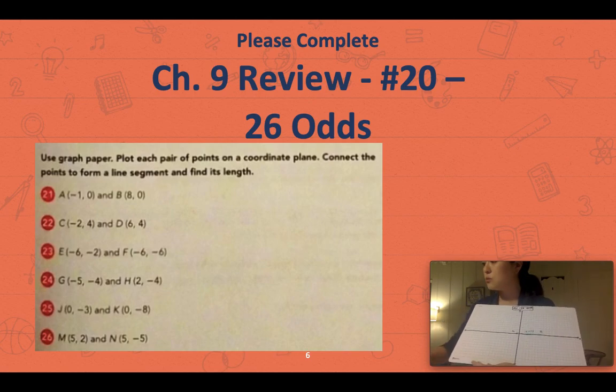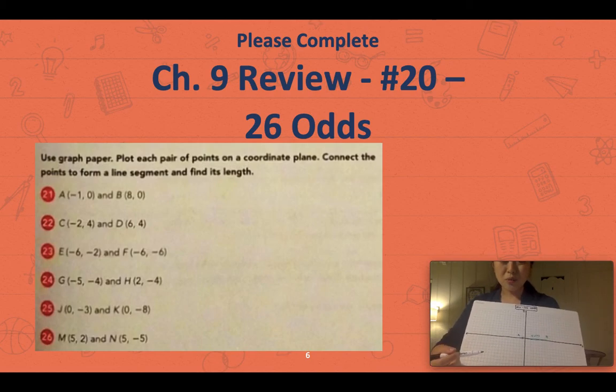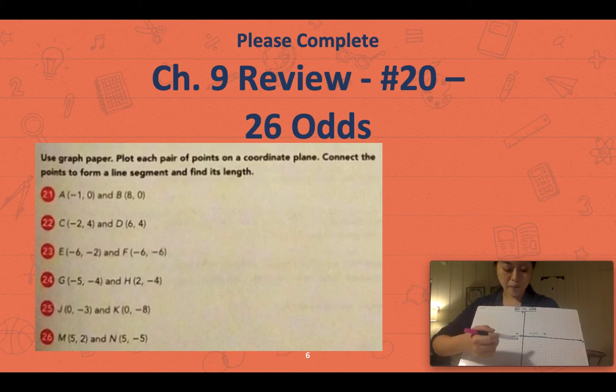I'm going to do 23 in a different color. I'm going to do it in pink. All right, so E is negative 6, 2. So negative 6, again, that's the x coordinate, right? So negative 6, I have to go this way on the x-axis because it's negative. So 1, 2, 3, 4, 5, 6.